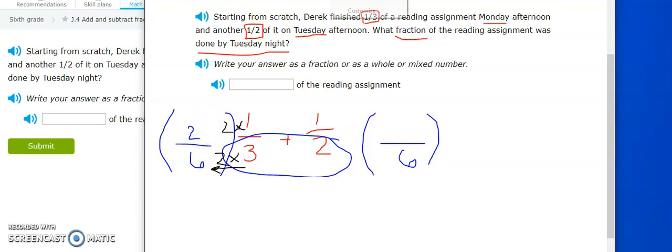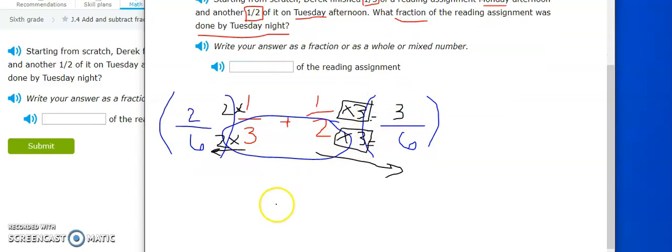All right, now I'm looking at my other number. I'm going to change them both before I get started on actually adding. So this time I'm going from left to right. So 2 times 3 is going to give me 6. And again, whatever I do to the bottom, I want to do the same thing to the top. So this time I'm going to multiply that 1 by 3. That's what I did down here. And I'm going to give myself 3 over 6 over here.